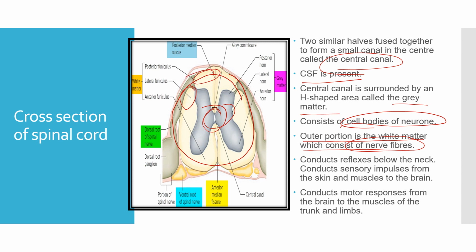And what is it doing? What is the function of the spinal cord? It is conducting reflexes below the neck and the sensory impulses from the skin and muscles to the brain. It conducts several motor responses also from the brain to the muscles of the trunk and limb. So certain impulses are being carried by the spinal cord. So it is a very important part.